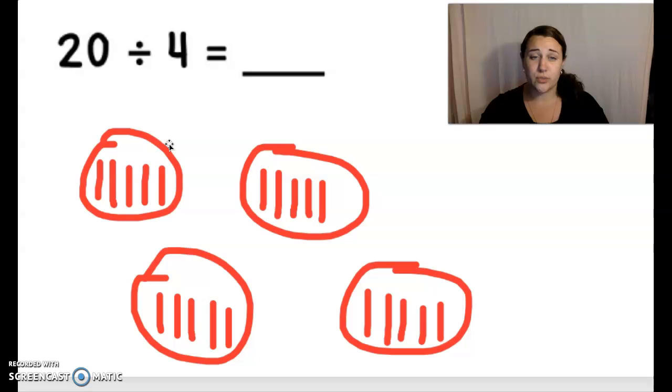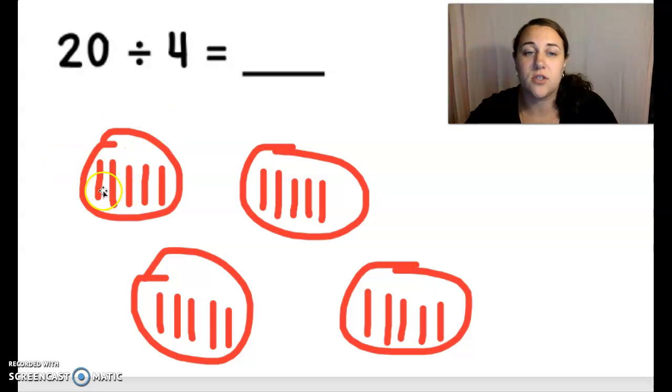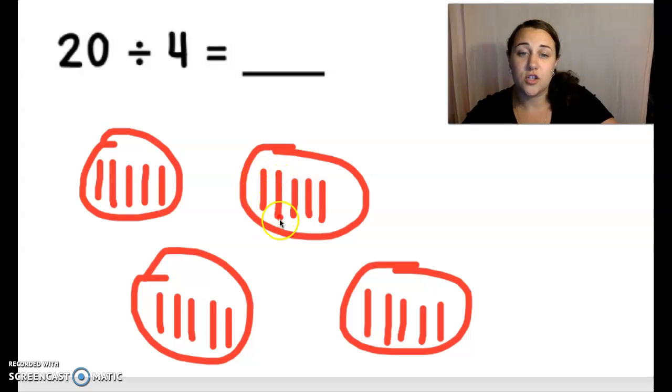But how many are in each group? Well, they're equal, so if I count one group, I know that all the rest of my groups have the same amount. But let's count. So we have here, 1, 2, 3, 4, 5. Now I can double check just to make sure. 1, 2, 3, 4, 5. 1, 2, 3, 4, 5. 1, 2, 3, 4, 5. So I have 5 in each group.